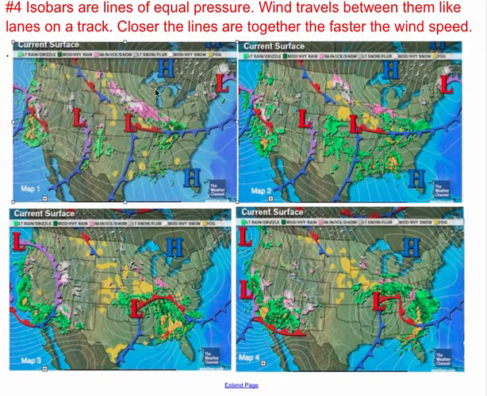Okay. Isobars, they're the little white lines on these maps, are lines of equal pressure, as in air pressure. Wind travels between them like lanes on a racetrack. If you go back to before, air moves from high to low, but it turns and spins, so the air is actually going to be cruising around like lines on a racetrack. Okay? Where the isobars are closer together, they're much closer here than here, the winds are faster where they're closer together, slower where they're spread out.